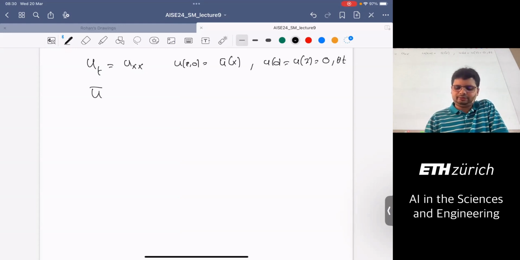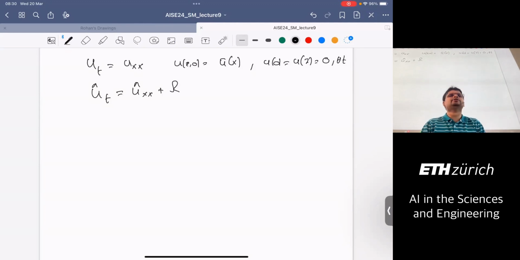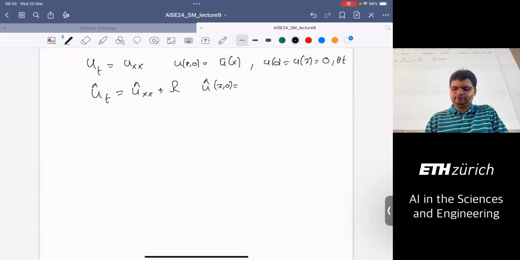U bar was a bad idea, but let's change that to U hat then. U hat_t is equal to U hat_xx plus some, let's say, residual r, right? So this is, for instance, what comes out if you do a neural network. And let's say for simplicity that it has the same initial conditions, U hat of x,0 is equal to U bar of x, and the same boundary conditions.